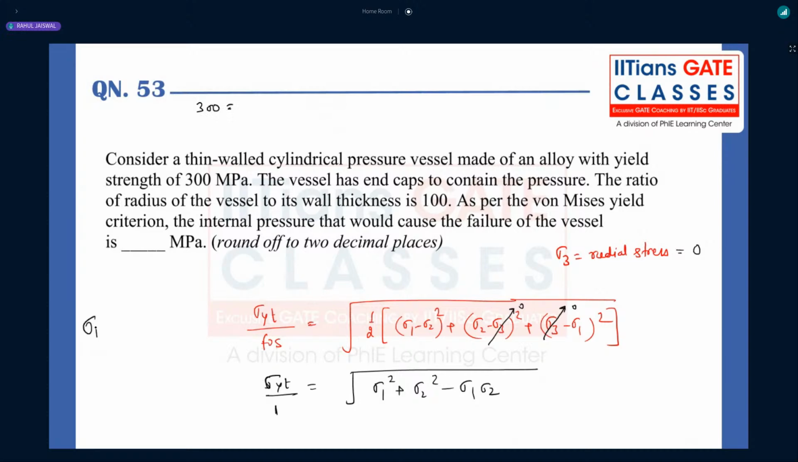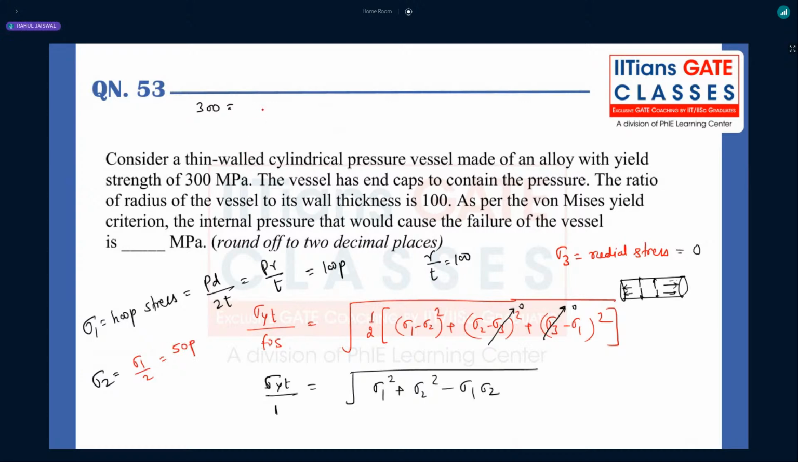Now sigma 1, what is the hoop stress? PD divided by 2T, right? Or in terms of PR divided by T. In the problem, they have mentioned the radius of vessel to thickness is 100, right? So 100 into P. And sigma 2 is what? That is the longitudinal stress. If I talk about the horizontal cylinder, not the hanging one, the pressure acting at the ends will be uniformly distributed, because there will not be any height as in the case of the hanging one, right? So here it will be half of that value, so sigma 1 by 2, that is 50p.